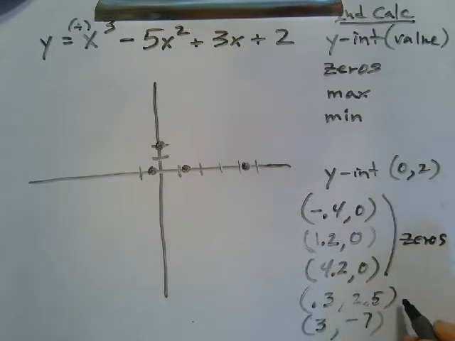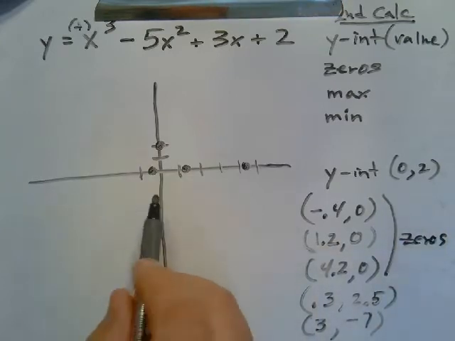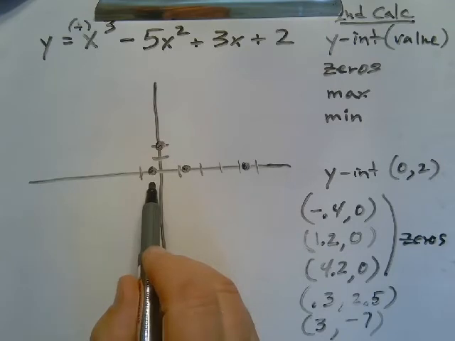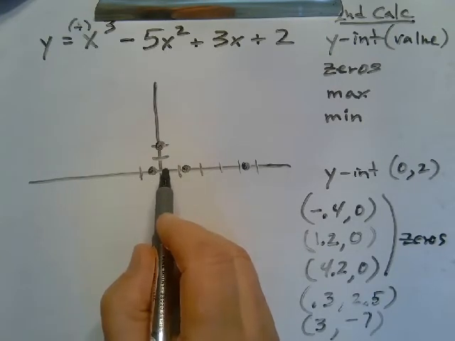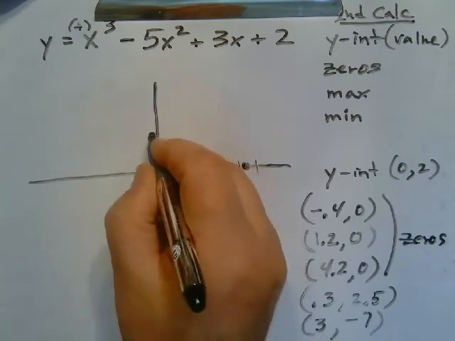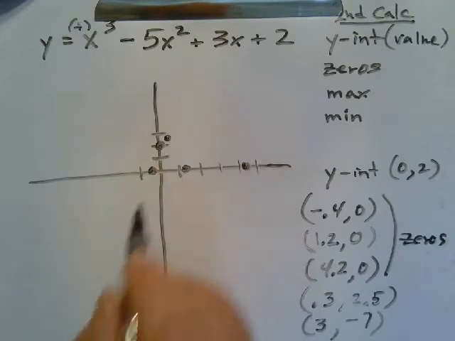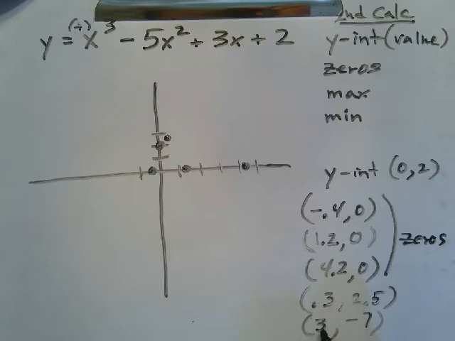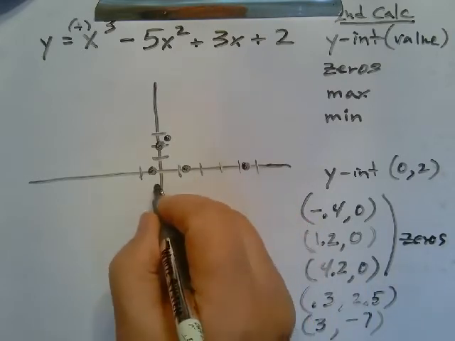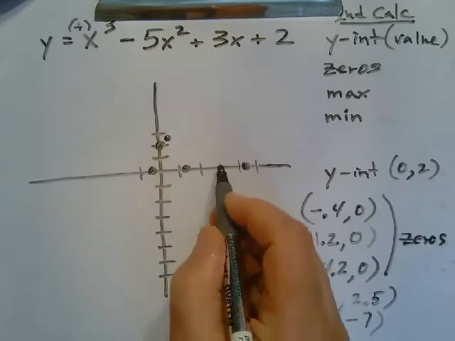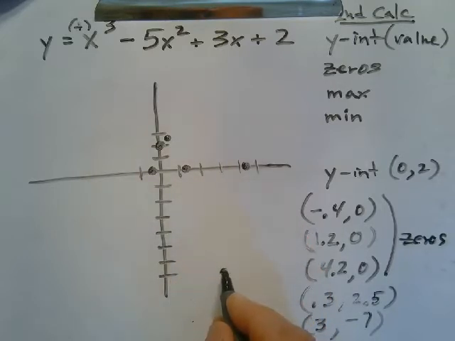Okay. And here's a relative max and min. We got a relative maximum at 0.3, 2.5. 0.3, 2.5 would be like right about there. And we've got a relative minimum at 3, -7. 1, 2, 3, 5, 6, 7. 3, -7 is about here.